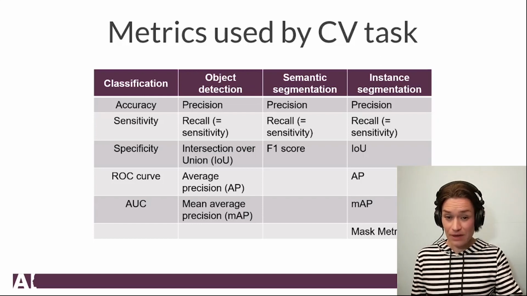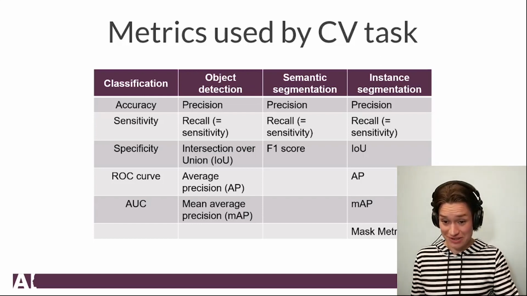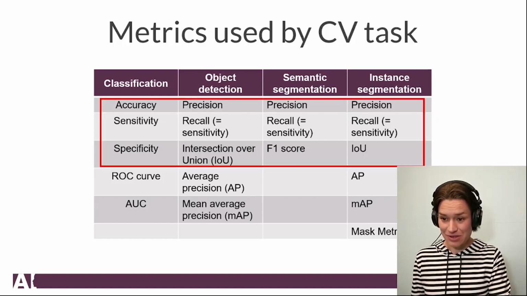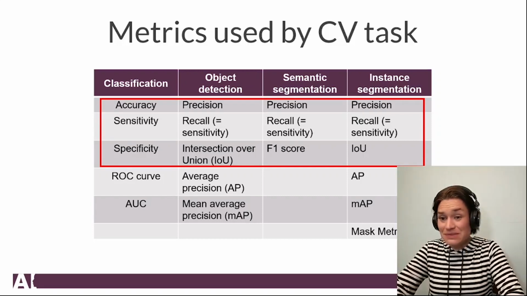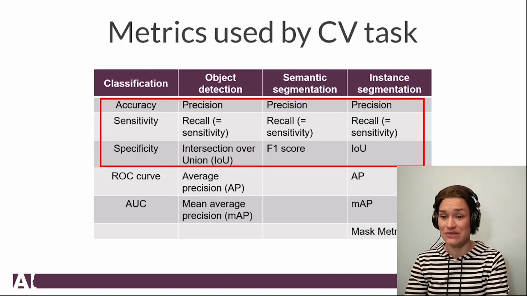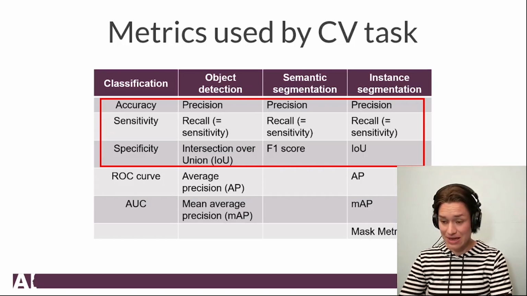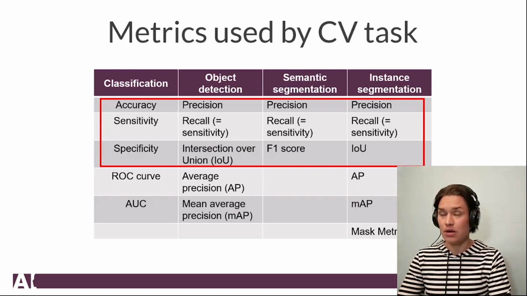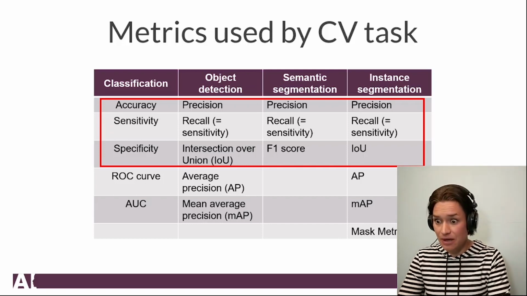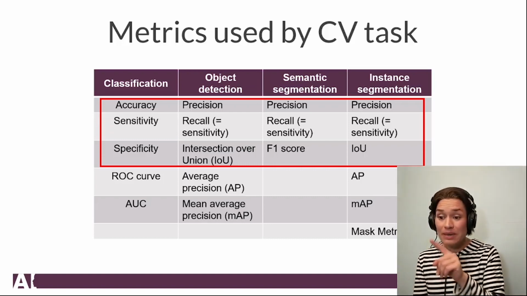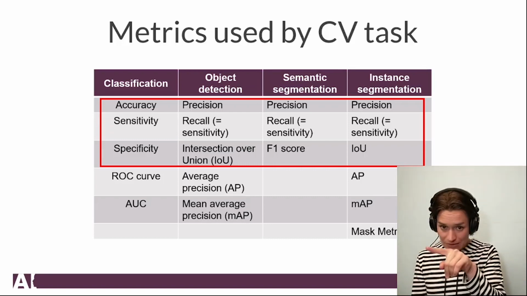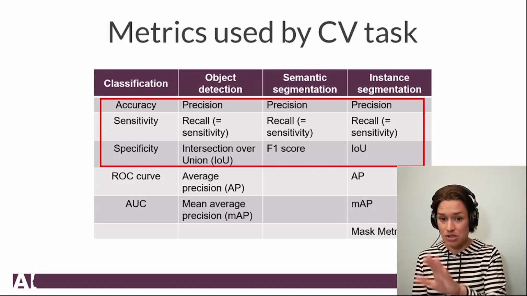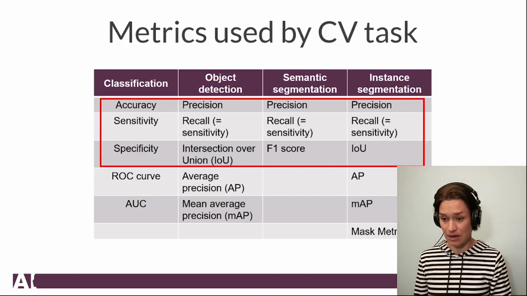So feel free to take a screenshot of this. And no worries, we are only going to be talking about the upper ones. So different metrics for different computer vision tasks. For classification, we can use accuracy, sensitivity, and specificity. Receiver operator characteristics curve, area under curve. These are combinations. So the ones below the square are some kind of combination of the upper metrics. We're only going to cover the upper metrics.